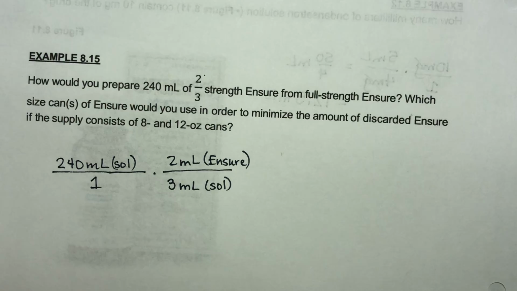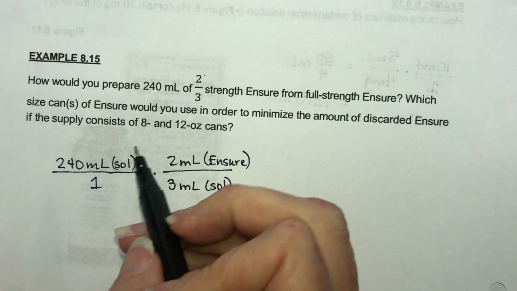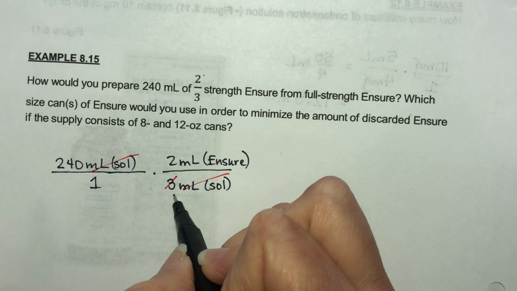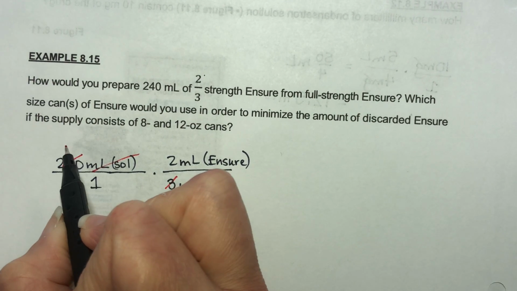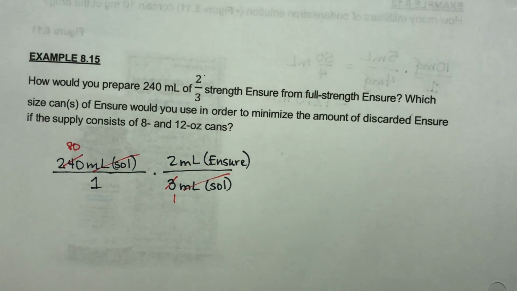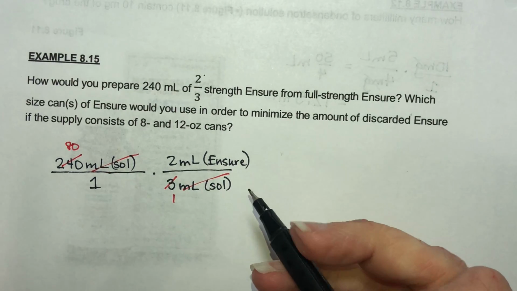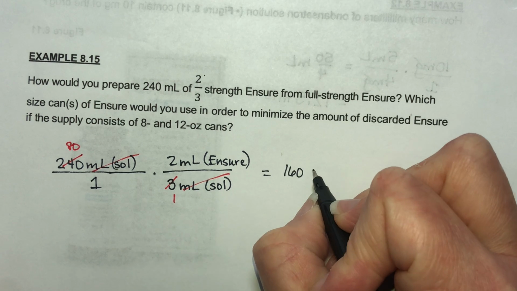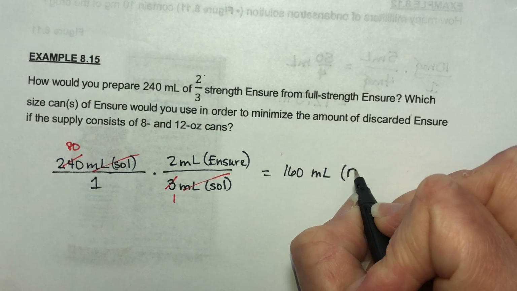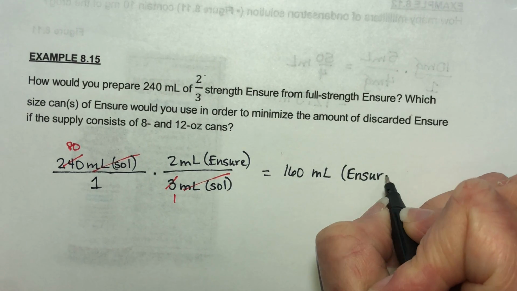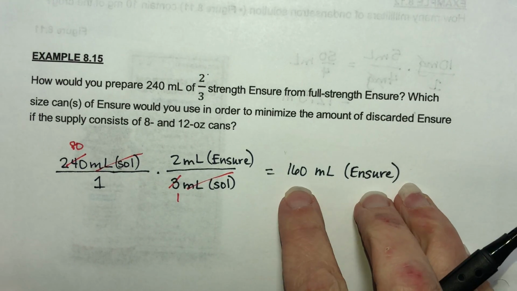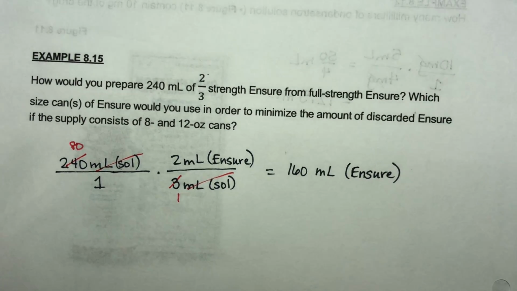Okay, now what happens here is the milliliters of solution cancels. If I divide this by 3, I get a 1. If I divide this by 3, I get an 80. Multiply across, and I need 160 milliliters of Ensure. Okay, so that's how much I need of the Ensure in order to mix it all up.